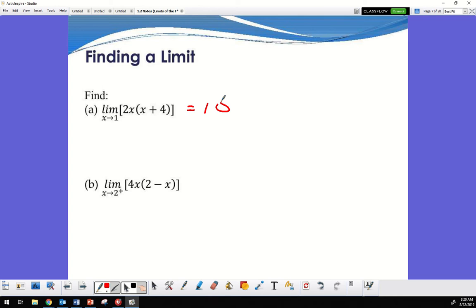I heard yes, I hear no. The domain restriction refers to the function. Is there a part of this function right here, the 4 times the quantity of 2 minus x, is there a domain restriction on that? No, there is no domain restriction, so it doesn't matter if it's going to take the limit as x approaches 2 from the right-hand side.